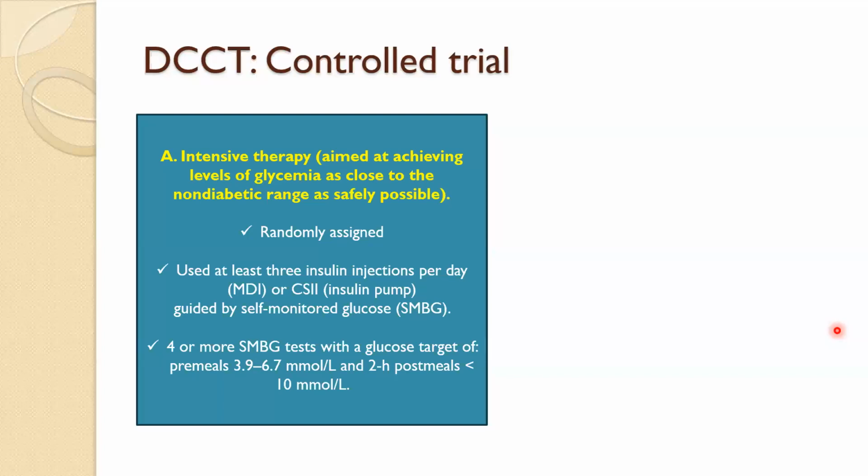In the intensive therapy, they used at least 3 insulin injections a day, using multiple dose injectables or an insulin pump, guided by self-monitored glucose. They ensured that these participants had 4 or more self-monitoring blood glucose tests with a glucose target range of 3.9 to 6.7 millimoles, and a 2-hour post-meal target of less than 10 millimoles.